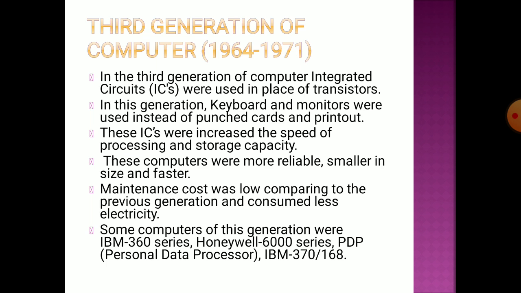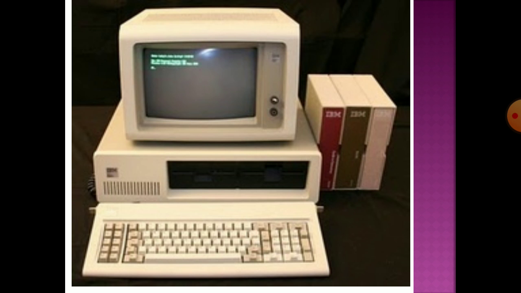Next I'll show you the diagram of the third generation of the computer. Just see. The model is older, but the size has been reduced. So this is your monitor to display the output. This is your keyboard to enter the input, and this is your processor. You can use it for the operation. There was no mouse. We were not using the mouse in the third generation.